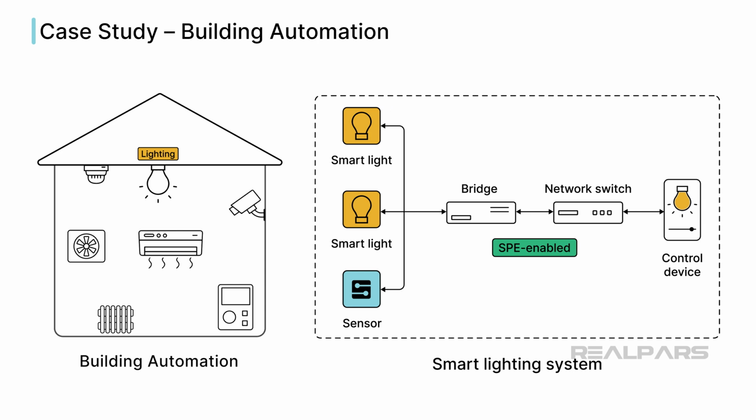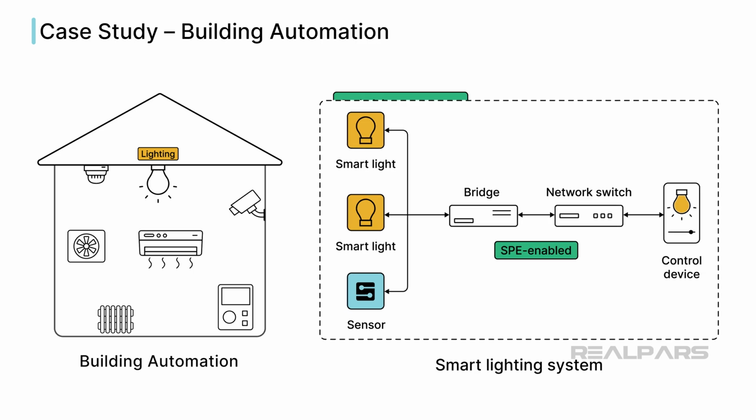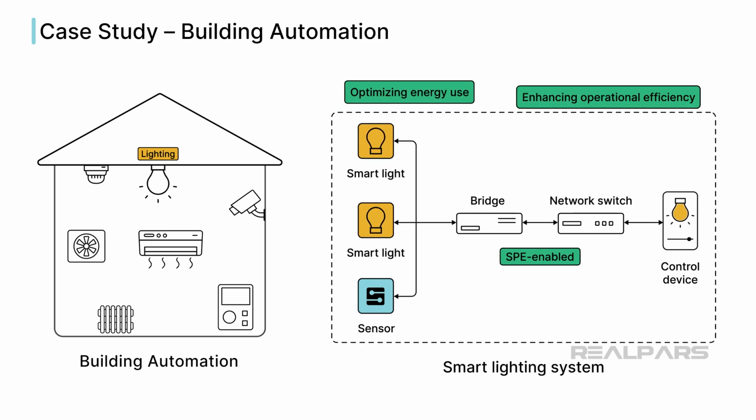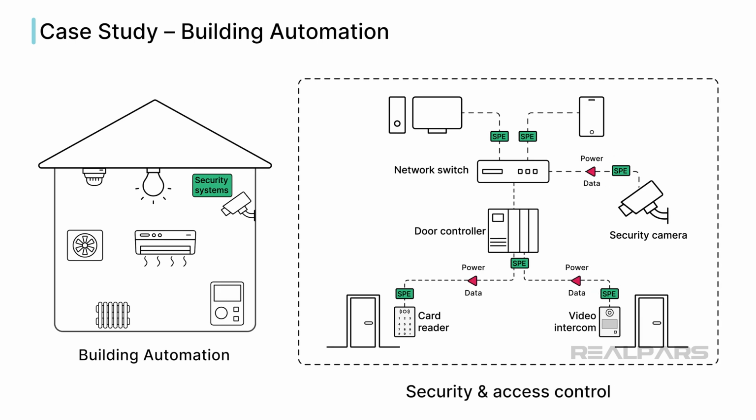For smart lighting systems, SPE enables precise control and integration of sensors and controllers, optimizing energy use and enhancing operational efficiency. In security and access control, SPE's ability to provide both power and data over a single cable simplifies the setup of interconnected devices, such as cameras, card readers, and intercom systems.